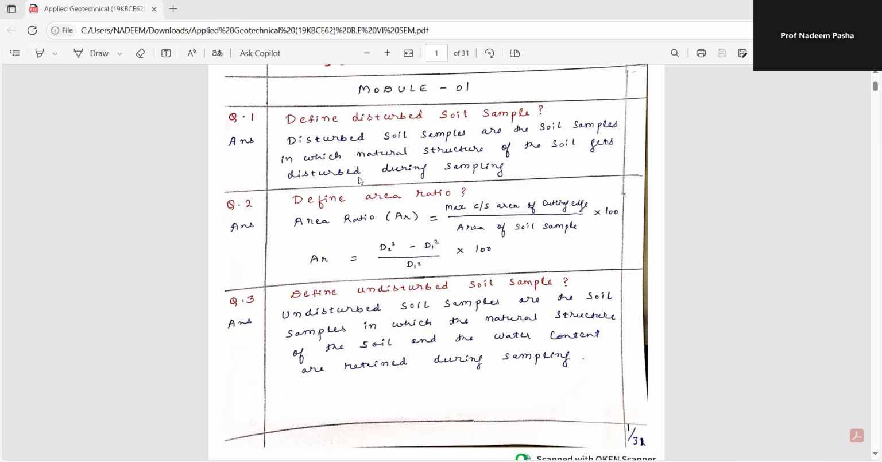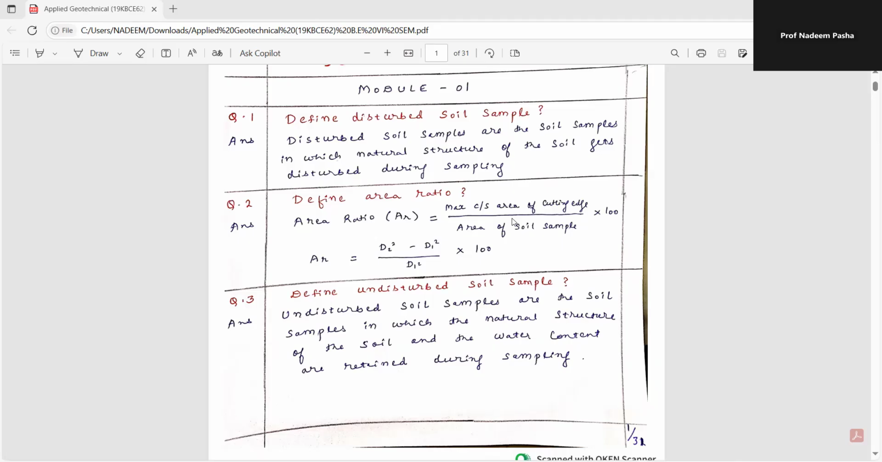Next is area ratio. How will you define area ratio? It is defined as the ratio of the maximum cross-section area of the cutting edge to the area of the soil sample, multiplied by 100. So AR is equal to D2 square minus D1 square divided by D1 square, into 100.